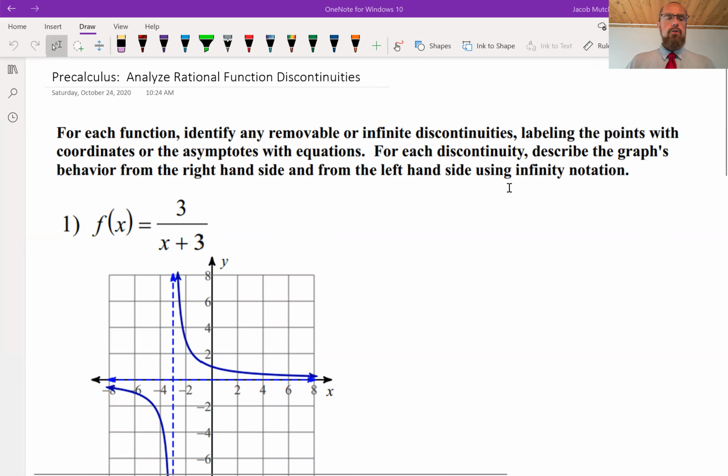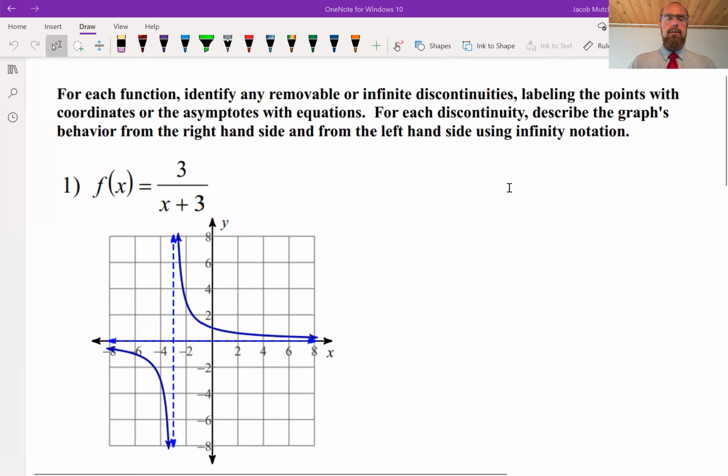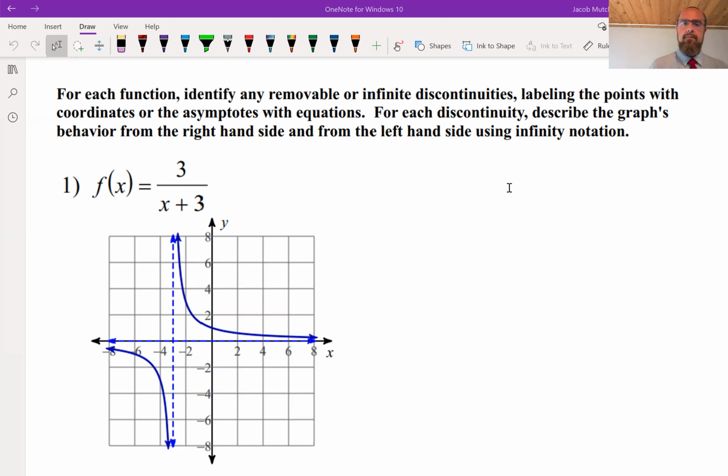So for our first function, we've got both an equation and a graph. Our equation says f of x equals 3 divided by x plus 3. And our instructions ask us to first of all identify any removable or infinite discontinuities, labeling with the coordinates or the asymptotes. Our second task is to describe the graph's behavior from the right-hand side and from the left-hand side using infinity notation. So we want to start off with that first task, just identify any removable or infinite discontinuities.